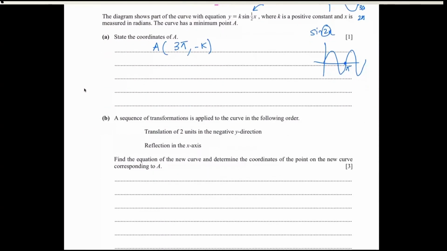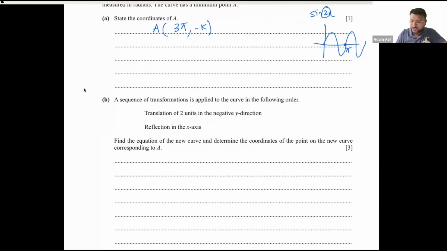Okay, clear. Part B says a sequence of transformations is applied to the curve in the following order. So the order is already mentioned. Translation of 2 units in the negative y direction. So the translation vector would be (0, -2). Reflection in the x-axis means that the function is going to be reflected in the x-axis.